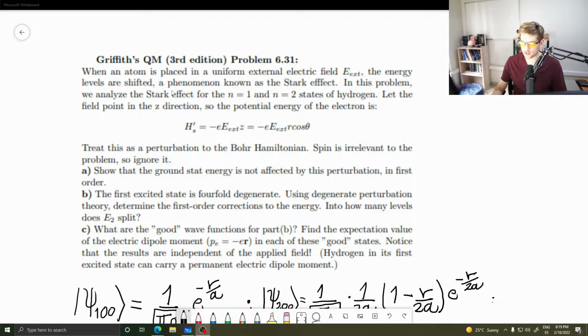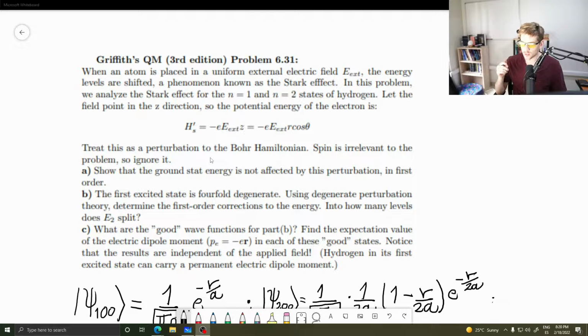It's quite similar to what we had with the Zeeman effect, except this is now basically the electric field version. In this problem, we analyze the Stark effect for the n equal 1 and 2 states of hydrogen. Let the field point in the z direction so that the potential energy of the electron is what we have right here. So basically minus e times the external electric field times r cosine theta. Treat this as a perturbation to the Bohr Hamiltonian. Spin is irrelevant to the problem, so just ignore it.